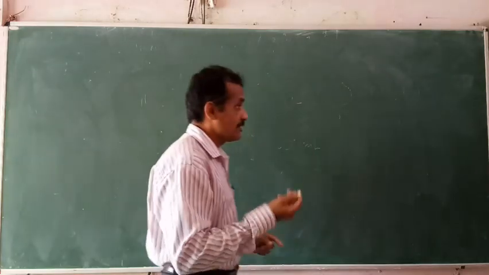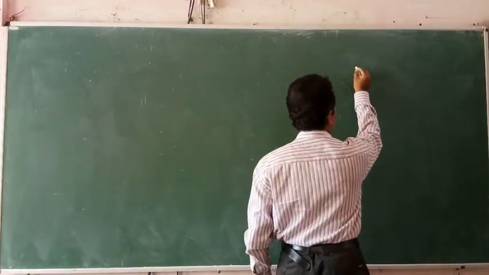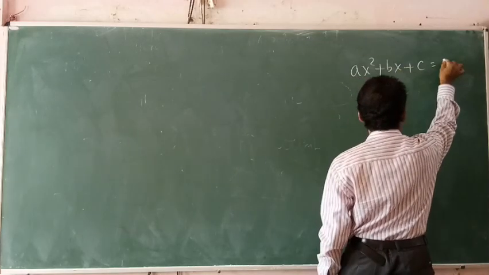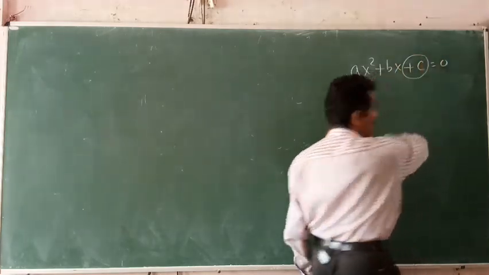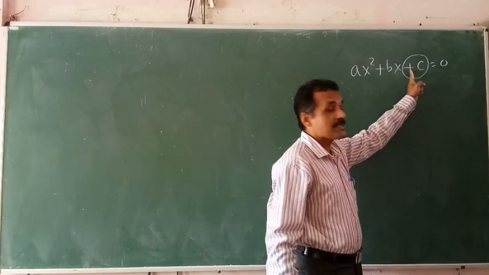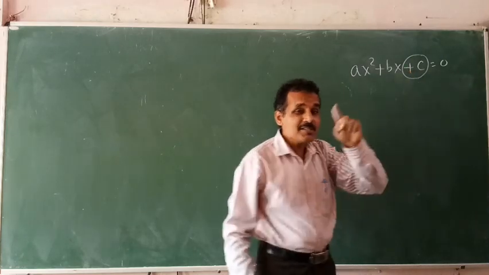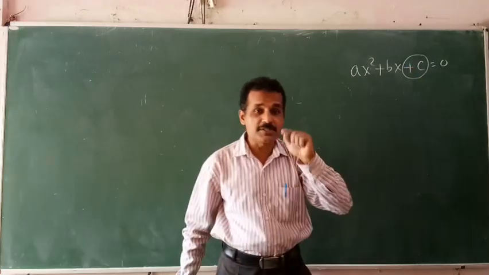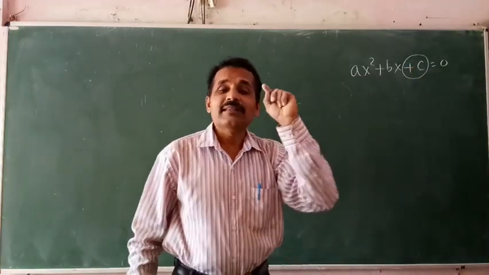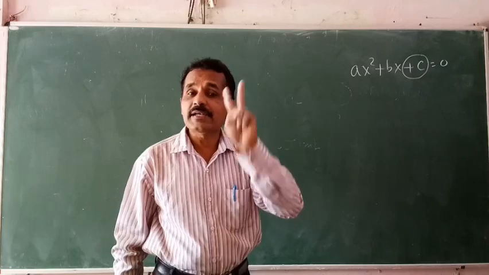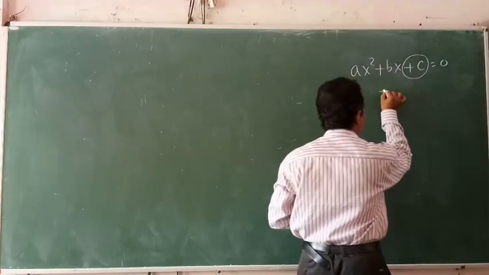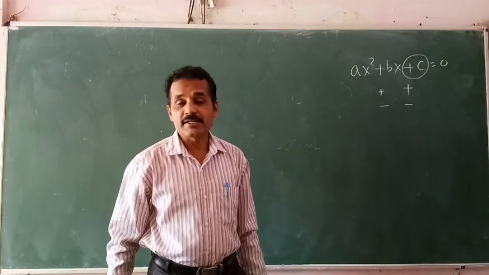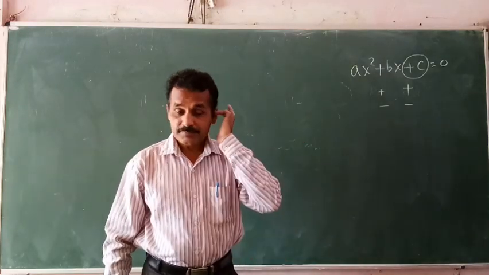That means you know that the general form of the quadratic equation is ax square plus bx plus c is equal to 0. This is called the constant. This sign has to be seen first. If the sign of the constant is positive, then there are two chances for getting the middle terms. Either the middle terms can have plus plus sign or they can have minus minus sign. And plenty of examples we have solved.